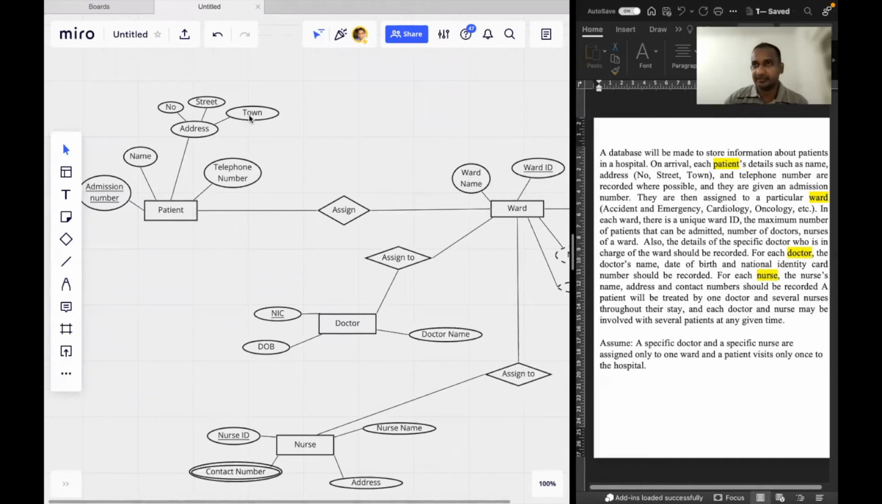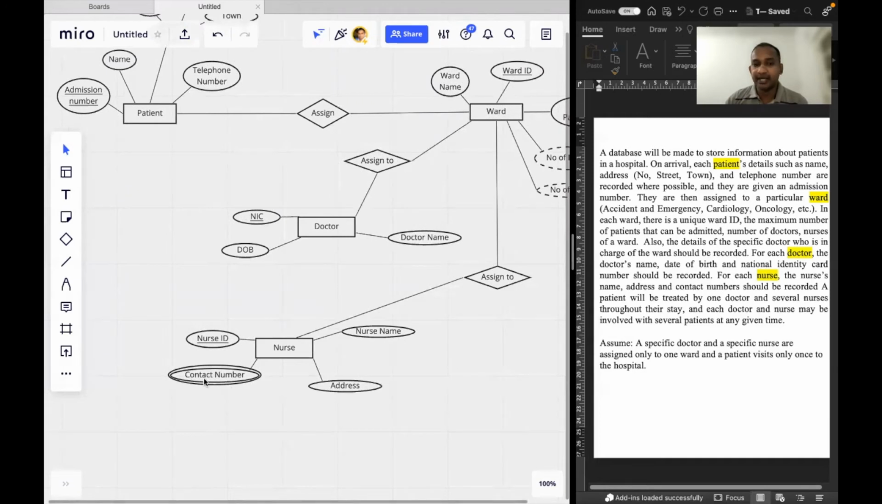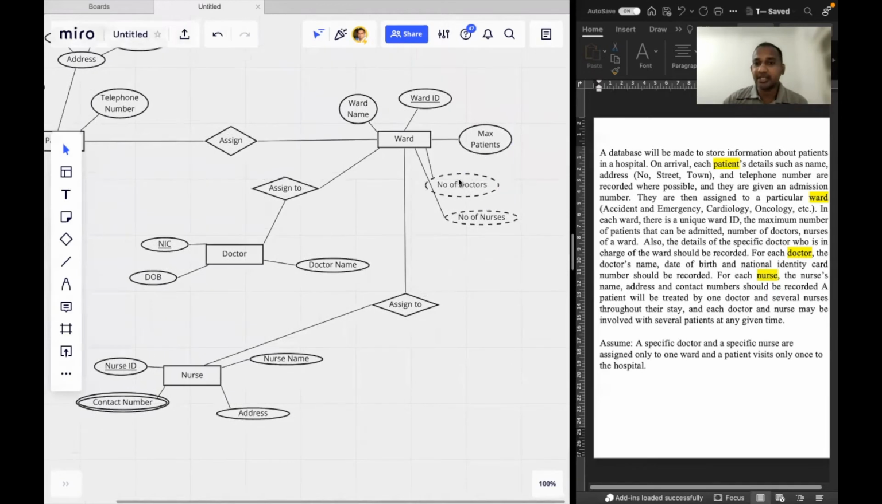It has 3 parts. Okay, and another attribute is called a multivalued attribute. An example is contact number. That means here we have more than one contact number for a particular nurse. Therefore, we call this one a multivalued attribute. And there is another special attribute we call a derived attribute. We have 2 derived attributes denoted by dash line. Derived attribute means the value of these attributes is calculated from another attribute or another relationship. Okay, it need not be a relationship.